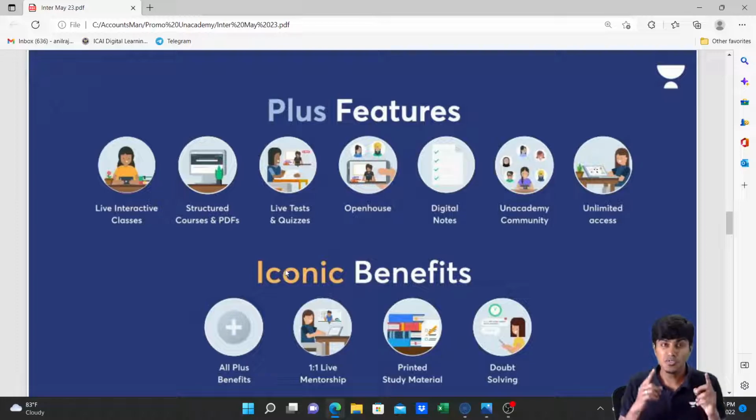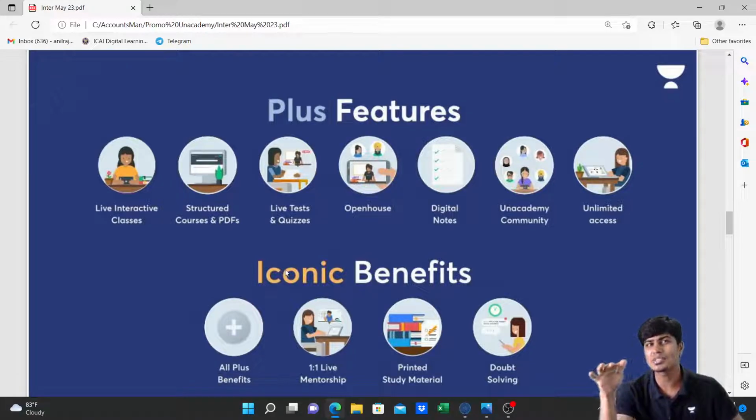If you want more and you're not just happy with Plus features, you can take up the Iconic subscription. Taking up an Iconic subscription will give you certain additional benefits like one-to-one live mentorship, printed study material coming to your doorstep, and also doubt solving sessions which will help you ace your exams at a different level altogether and ensure that there are no doubts remaining at any point of time.